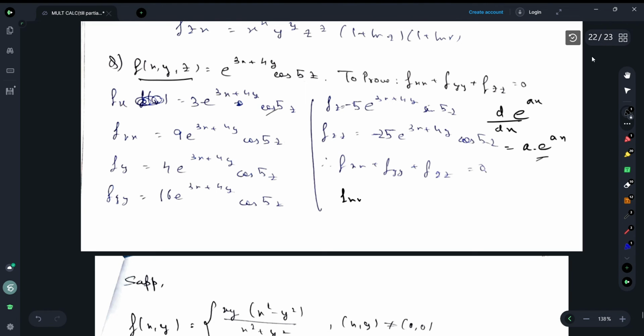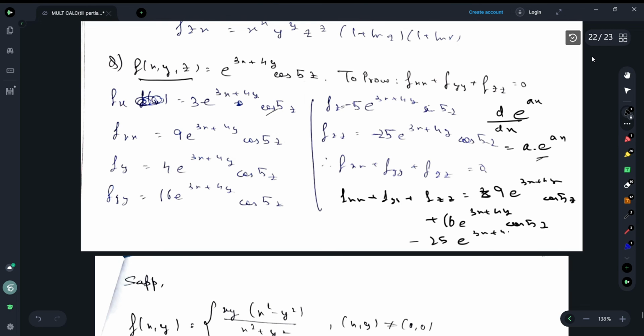So therefore fxx plus fyy plus fzz equals 9 times e to the power 3x plus 4y cos of 5z plus 16 times e to the power 3x plus 4y cos of 5z minus 25 times e to the power 3x plus 4y cos of 5z, which equals 0. Clear?